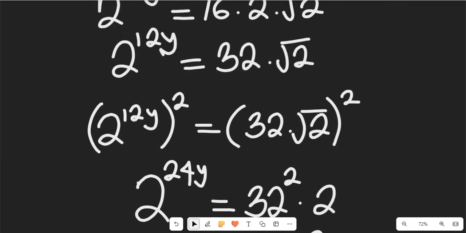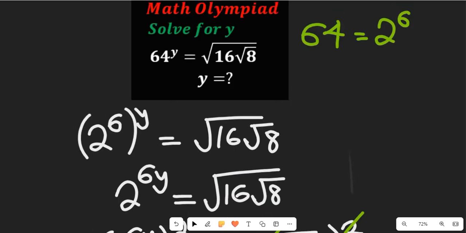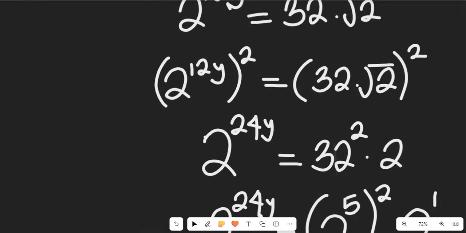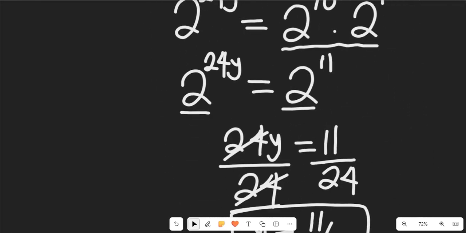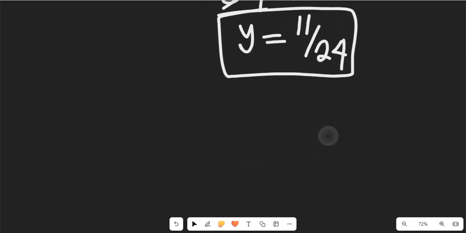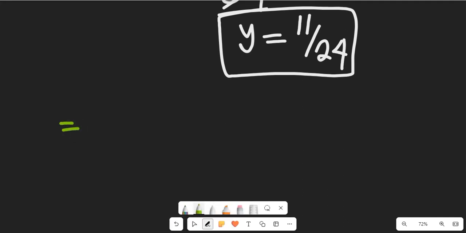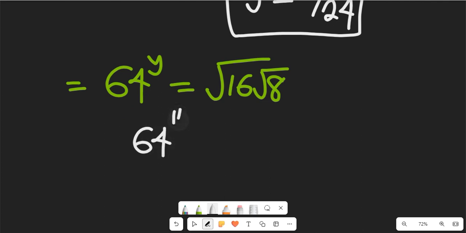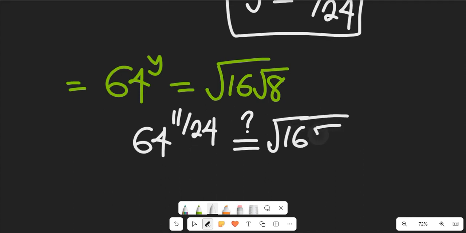From the initial expression given to us, we are given that 64^y equals the square root of 16 and the square root of 8. Now we want to confirm if our solution is right. So we have the 64 to the power of y equal to the square root of 16 and the square root of 8. 64 to the power of 11 divided by 24, will it be equal to the square root of 16 and the square root of 8?